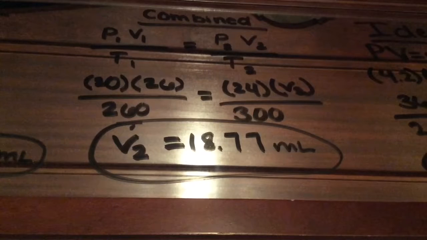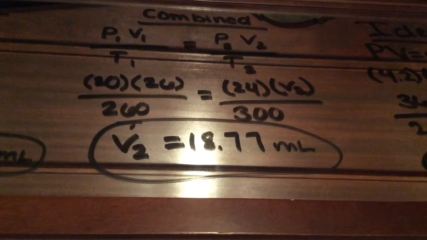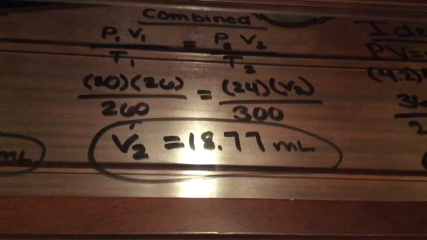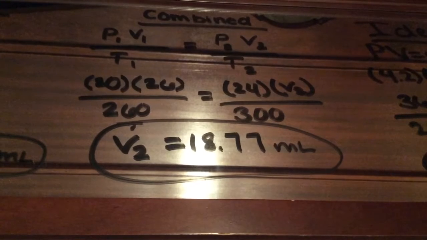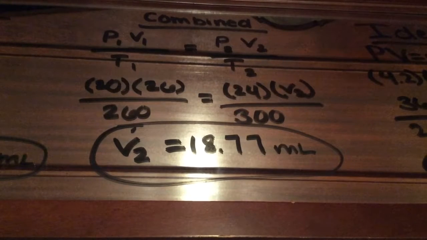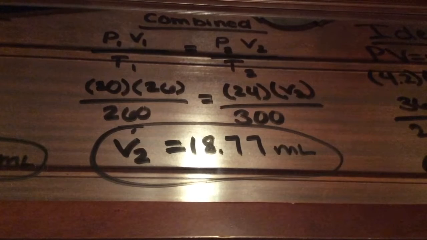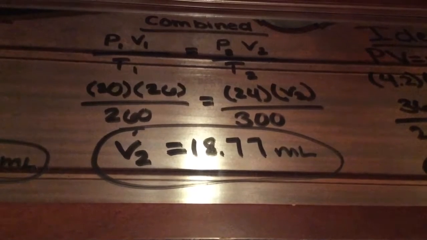Okay, here's another one of your equations. It's your combined gas law, which would be P1 times V1 over T1 equals P2 times V2 over T2. And if your gas pressure is 20 atm, your volume is 26 liters, and your temperature is 260 Kelvin, and I raise the pressure to 24 atm and the temperature to 300, what is the new volume?